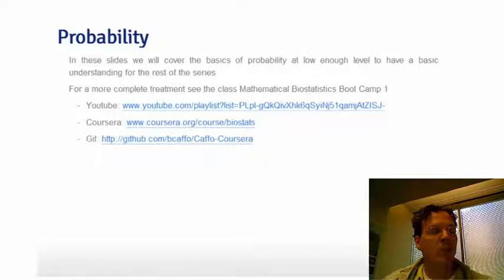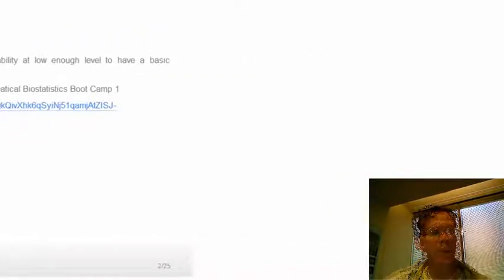In this lecture, I'm going to cover probability at a very basic level, just enough for what we need in the data science specialization. I have a more in-depth treatment in my Mathematical Biostatistics Bootcamp series. You can watch them on a YouTube playlist anytime you'd like, and the course is offered about every 2 months on Coursera, and I give the link here. In addition, the course notes are on GitHub.